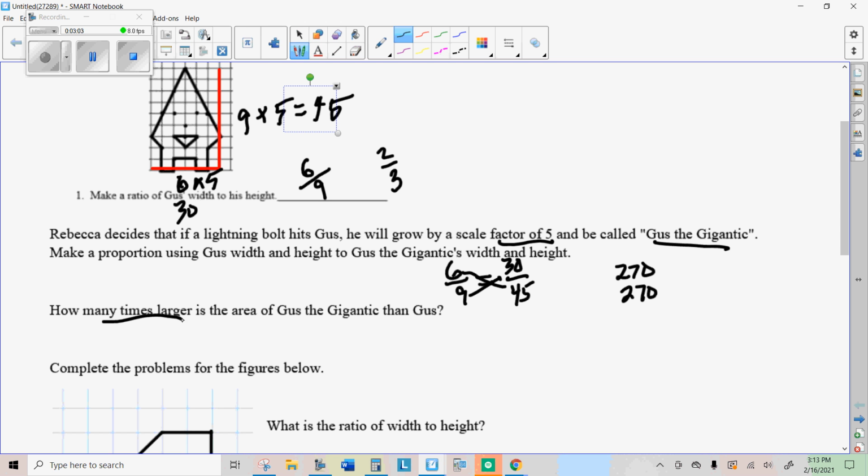And then how many times larger is the area? Now remember, you took your original dimension, like say the width, and you multiplied it by 5, okay? And you also took the length, or the height, times 5, which means the figure is going to be 5 times 5 bigger, or 25 times greater area.